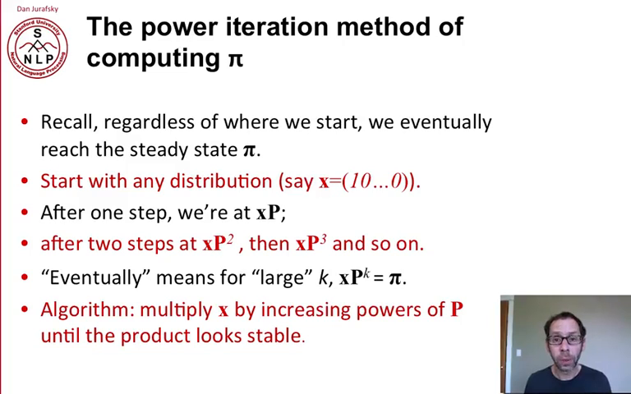A simple way to compute pi is the power iteration method. And let's see how that goes. Recall that the definition of a steady state is that wherever we start, we're going to end up in this steady state. So we could start anywhere.